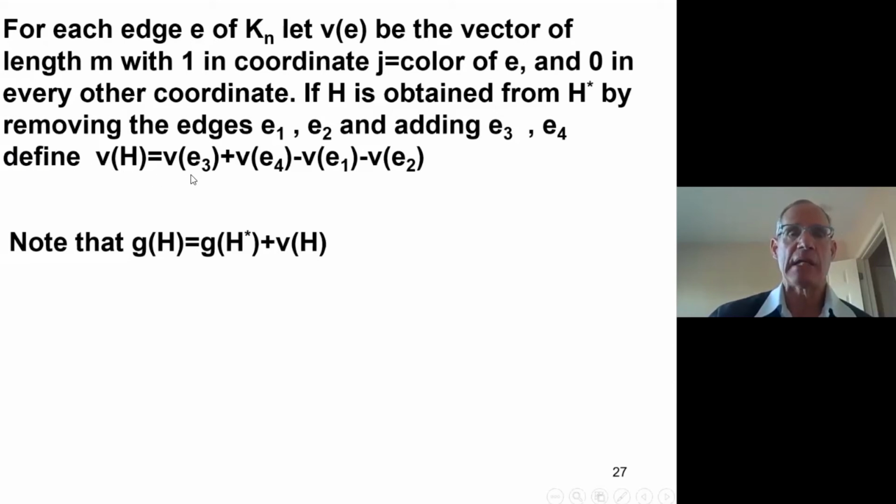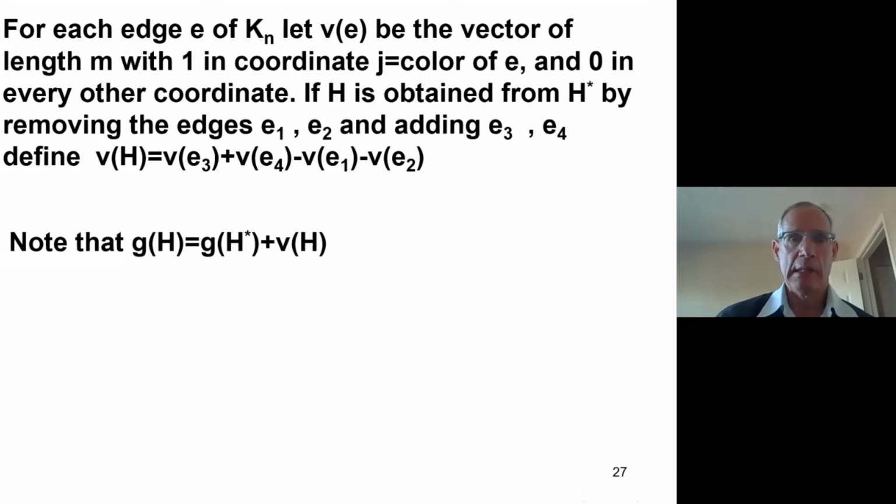It will be the change: the vector of E3 plus the vector of E4 minus the vector of E1 and E2. Namely, this is in general a vector with 2 plus 1s and 2 minus 1s, which could also be 1 plus 2 and 2 minus 1s, depending on the colors. But basically, it tells us which 2 colors we are adding and which 2 colors we are subtracting. And what I was saying, obvious from the definition, is that the g vector corresponding to the new cycle after the change is what we had for the old one plus V of H. V of H exactly does the difference.